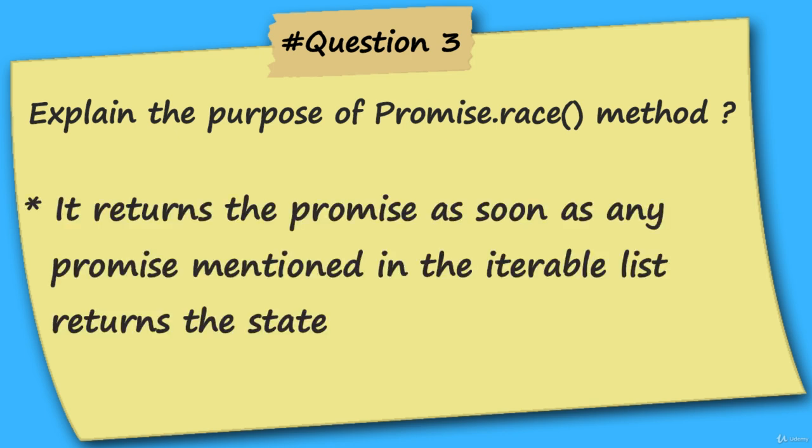The third question is, explain the purpose of the Promise.race method. Now we have already seen the syntax and execution, but it returns the promise as soon as any promise mentioned in the iterable list returns the state. Now that state can be resolved or rejected, doesn't matter. The purpose of the race method is, sometimes you have multiple promises and you have a setting where, whichever is executed first, if that is executed, you do not want other promises to execute. And that's the exact situation where the race method is useful.